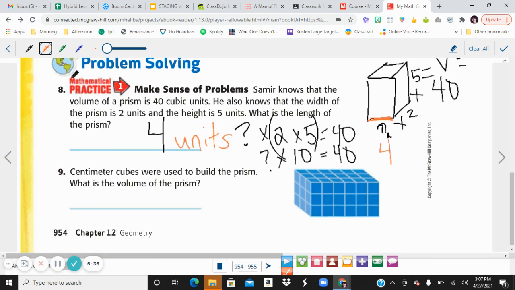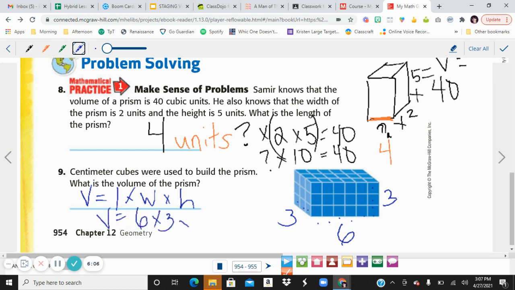Okay, number 9 says centimeter cubes were used to build this prism. What is the volume of the prism? Well, remember volume equals length times width times height. So let's get the length first. It's 1, 2, 3, 4, 5, 6. What's the width? 1, 2, 3. And what's the height? 1, 2, 3. So we have volume equals 6 times 3 times 3.